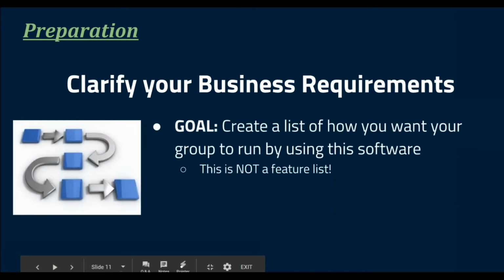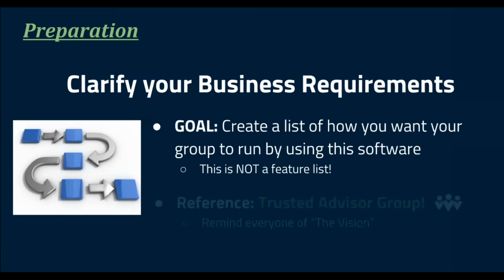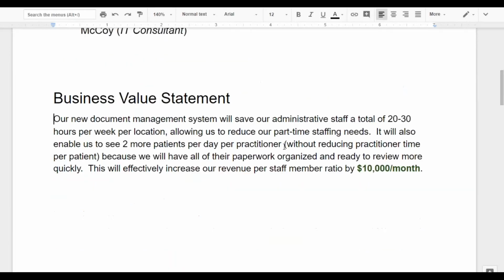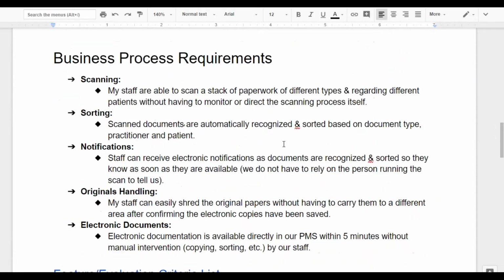Next step is actually clarify the business requirements themselves. So this is not a feature list. This is actually a list of how you envision your process working itself. So how do you want it to run by doing this? This is where your trusted advisor group comes in. Remind people of the vision and then go through and actually come up with some examples of what the business processes are going to look like.